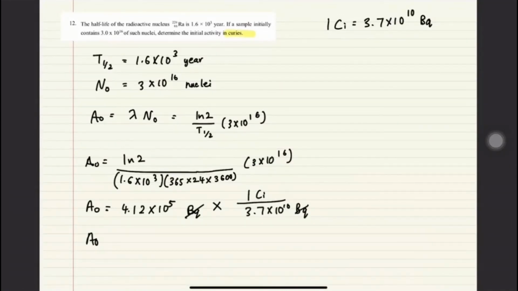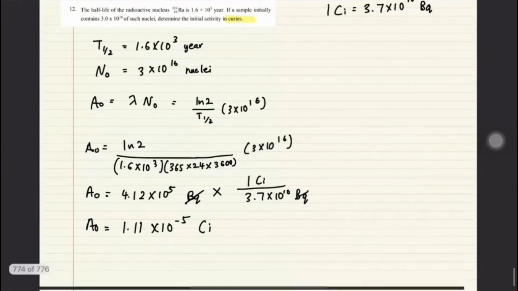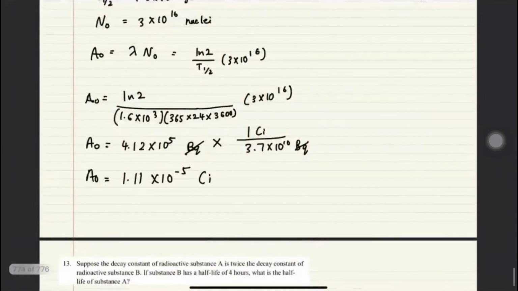Okay, you can cancel out. You do cross multiply so that you can cancel out the becquerel. So here I got 1.11 times 10 negative 5. Sama, sir. And then the unit will be CI. Okay. 12 done. Okay, now question 13.